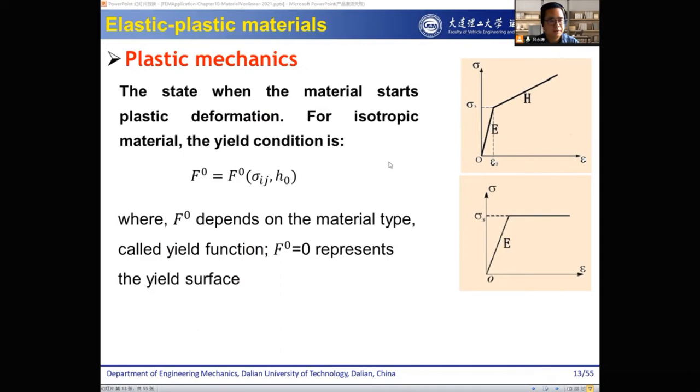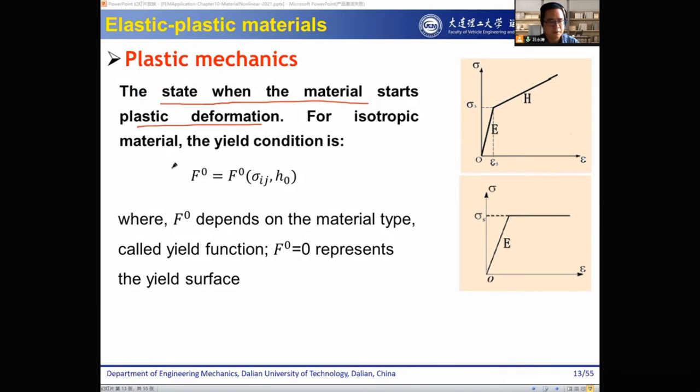Then we have plastic mechanics here. Plastic mechanics is a separate course. We don't cover all the knowledge, but we cover some important parts, the parts related to the FE. Plastic mechanics deals with the state when the material starts plastic deformation.